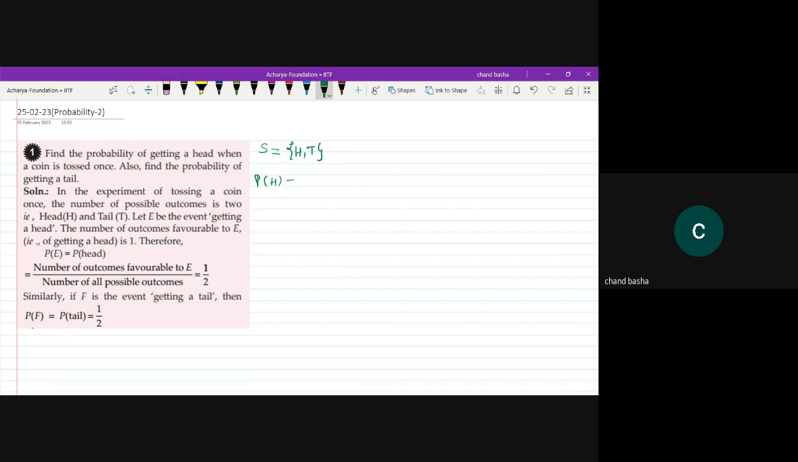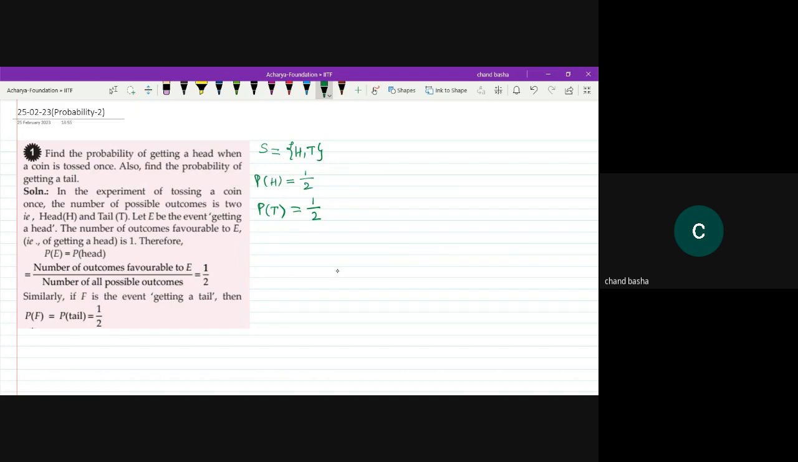How many heads are there? 1 out of the 2 heads. Similarly, probability of getting a tail, how many tails are there? Only 1 tail out of the 2 outcomes. So both are getting what? 1 by 2. 1 by 2.